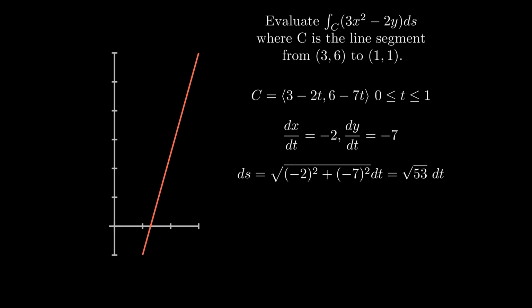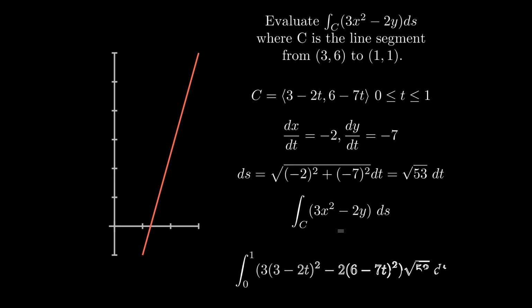Using what we derived earlier, we can calculate this integral. Feel free to go back and recall this derivation. Now, evaluating this, we get 8 times the square root of 53.